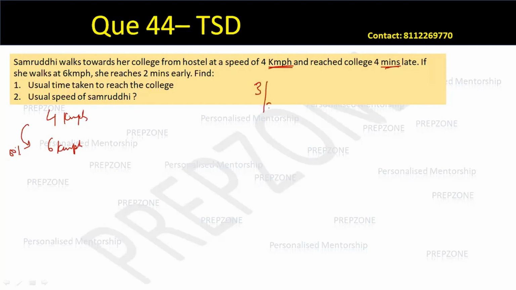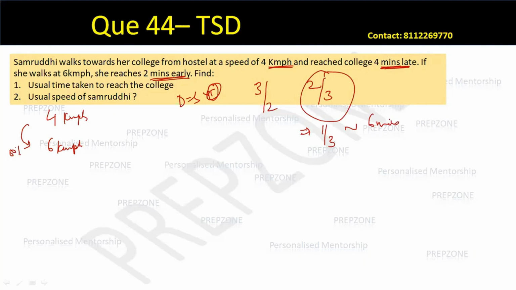50% ka increase is 3/2. Okay, distance is same. So distance is same, speed is increased by 3/2. So time has to be 2/3. If time is 2/3, iska matlab time has to reduce by 1/3. Theek hai. And pehle woh 4 minute late pahunchti thi, and now she's reaching 2 minutes early, which means net decrease in time is what? 6 minutes. 4 minutes late to 2 minutes early.